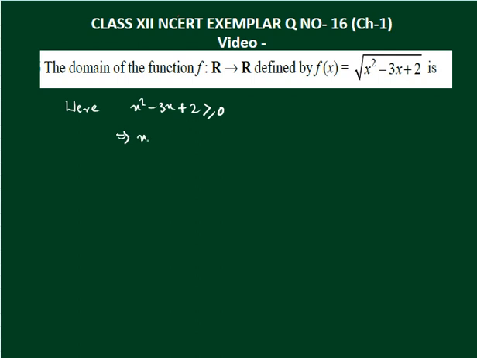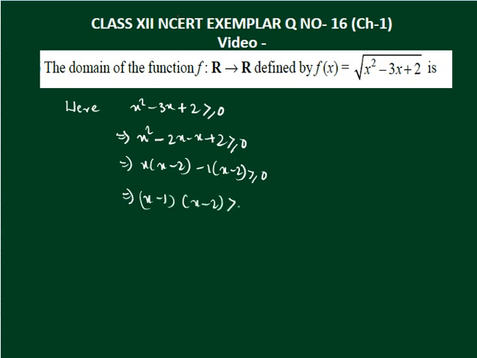So if I split the middle term, x square minus 2x minus x plus 2, it is greater than or equal to 0. Then if I take common here, x minus 2 minus 1 whole into x minus 2, which is greater than or equal to 0. Then I have x minus 1 multiplied by x minus 2 is greater than or equal to 0. Now you see x minus 1 and x minus 2, the product of two numbers is 0.